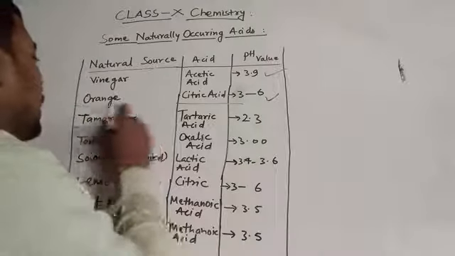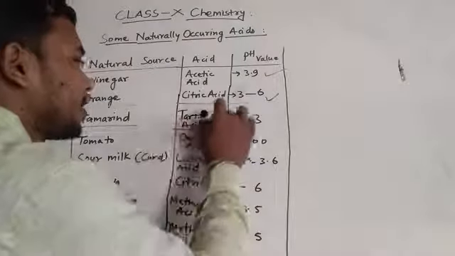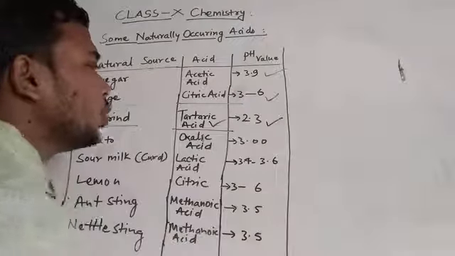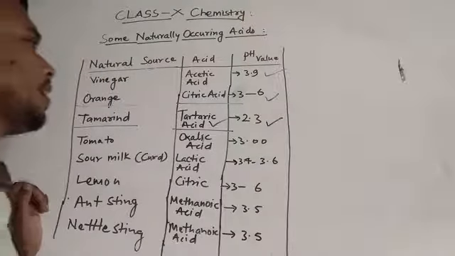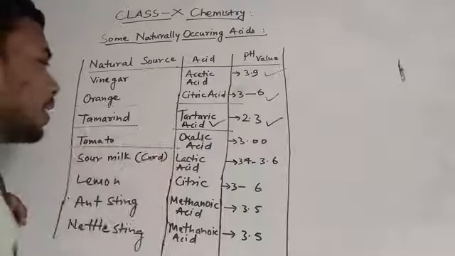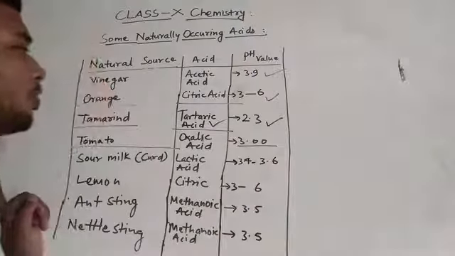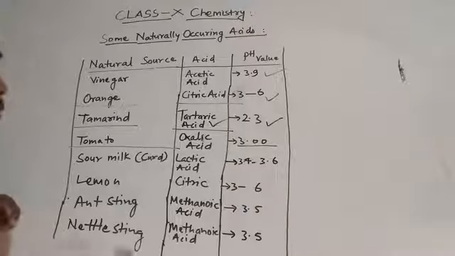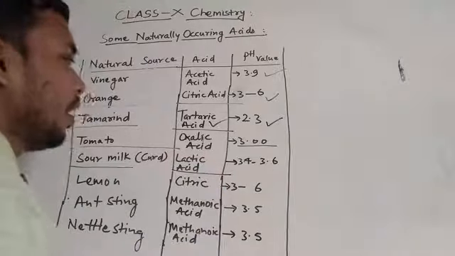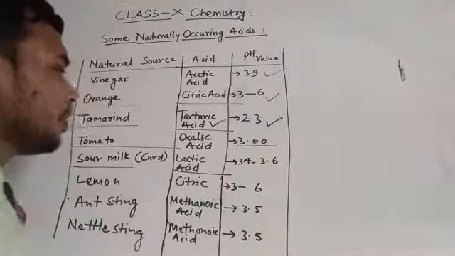And tamarind contains tartaric acid, and its pH value is 2.3. It is highly acidic. And tomato, a vegetable, contains oxalic acid, and the pH is 3.3. And sour milk, that is curd, contains lactic acid, and its pH range is 3.4 to 3.6.